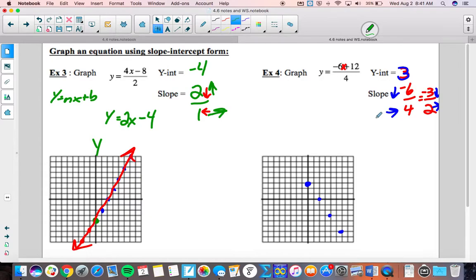Can I get more points on here? Yes. Go up 3, left 2. Up 3, left 2. Up 3, left. Right about there. Draw your line. Put some arrows on. Yeehaw!